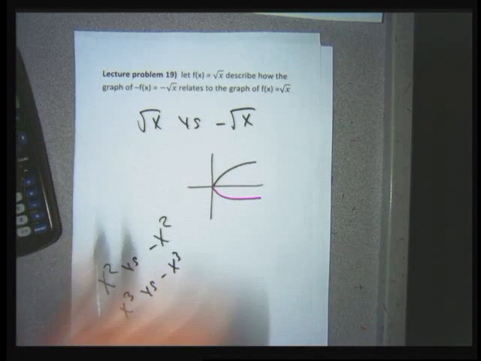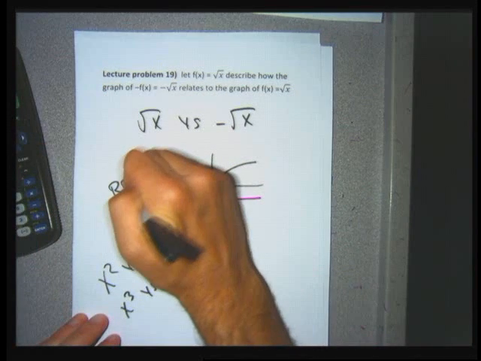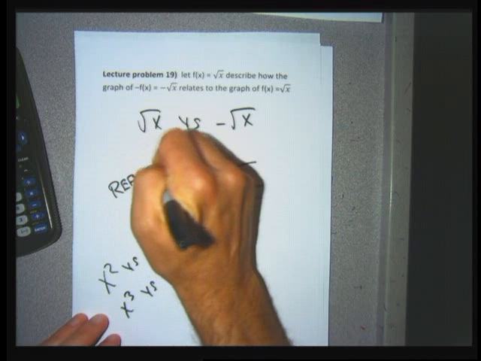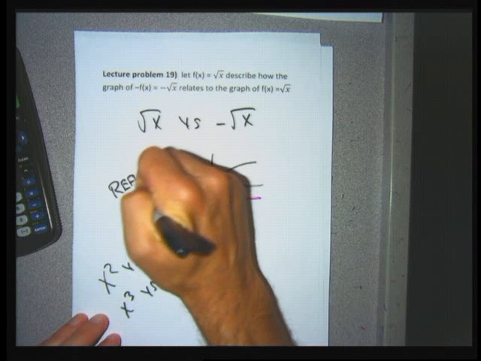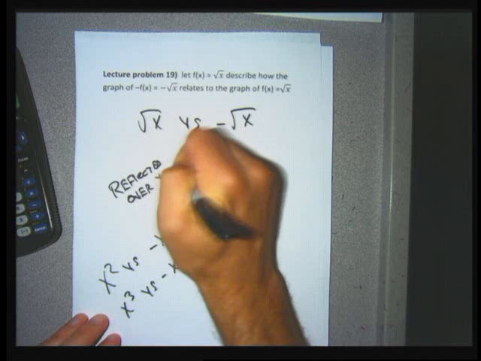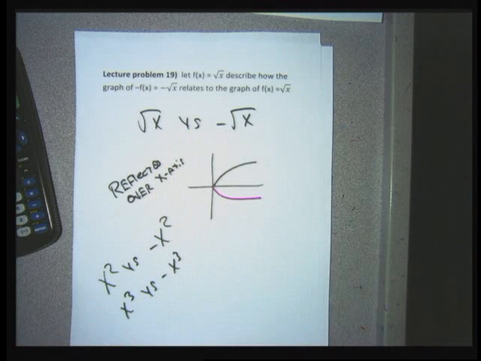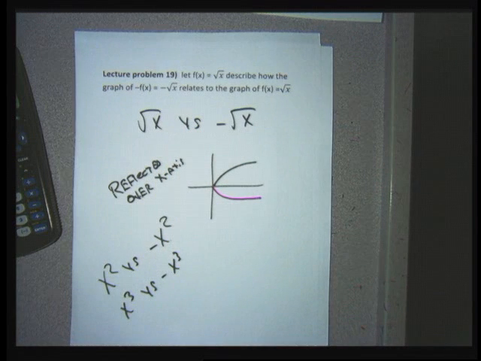So for each of the last three problems, the new graph is flipped over, or reflected over, the x-axis. To get a graph reflected over the x-axis, I just put a negative in front of the function.